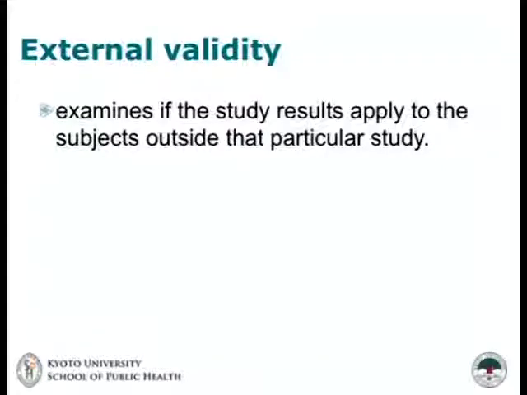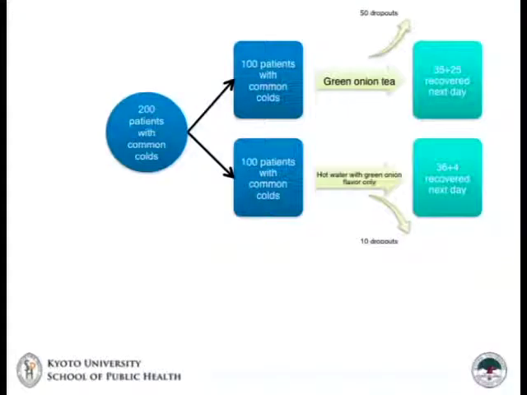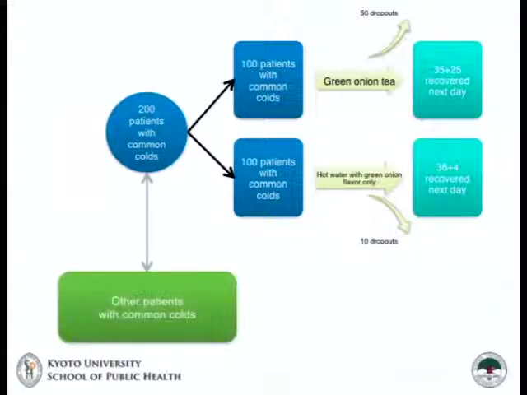External validity examines if the study results are applicable to the subjects outside that particular study. In Lesson 9, we have seen that an internally valid study would have a design like this. If the study has minimal susceptibility, performance, transfer, and detection biases, then it is likely to be internally valid. Now, we want to know if this study's results apply to other patients with common colds.